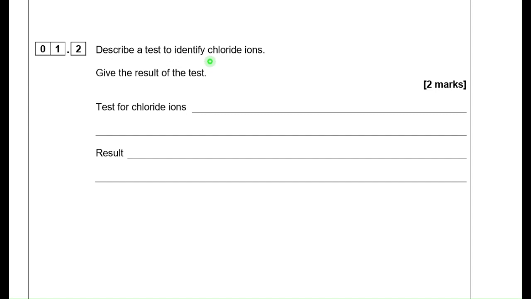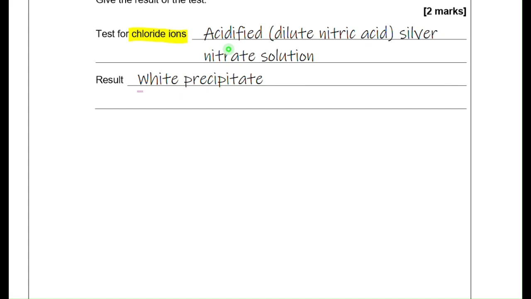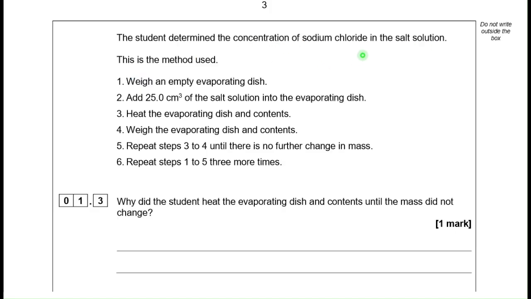1.2. Describe a test to identify chloride ions. Give the result of the test, 2 marks. Space for the test, space for the result. This is about acidified silver nitrate. So remember the analysis section. Acidified with dilute nitric acid, silver nitrate solution will give a positive white precipitate in the presence of chloride ions. 1 mark for each.